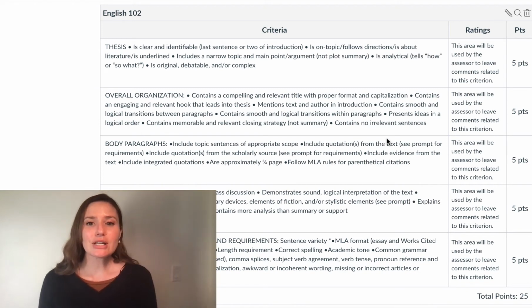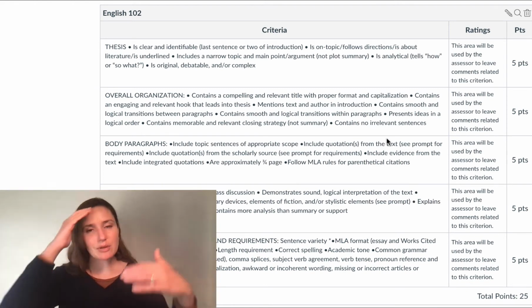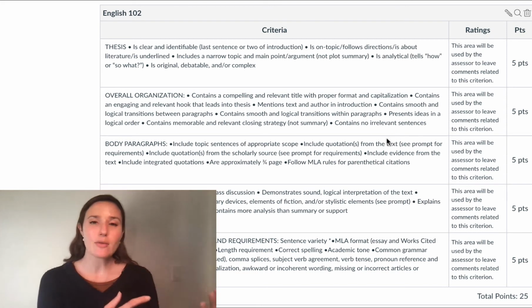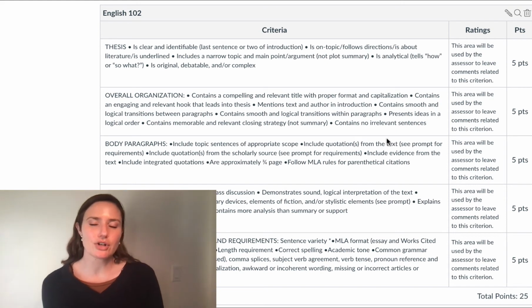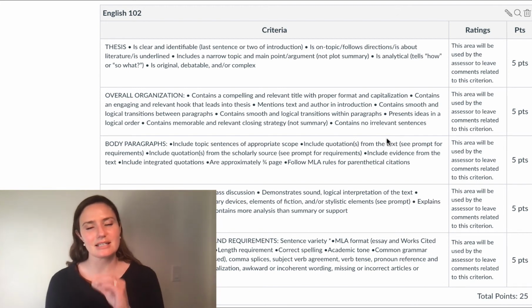I also want to see transitions within paragraphs, not only between paragraphs, but within the paragraph itself. Again, there's no formula for how many transitions you should use, and you want to make sure that your transitions seem natural. But a good rule of thumb is 2, maybe even 3 transitions. And again, it doesn't have to be a transitional word. It can be a transitional phrase. It can be something subtle.